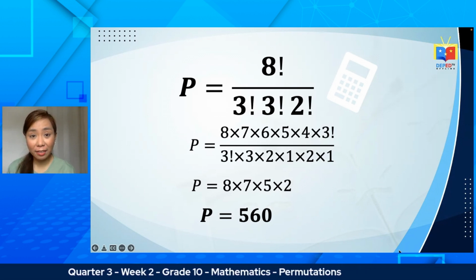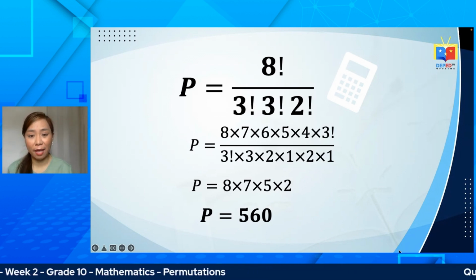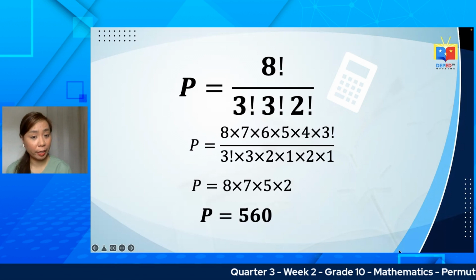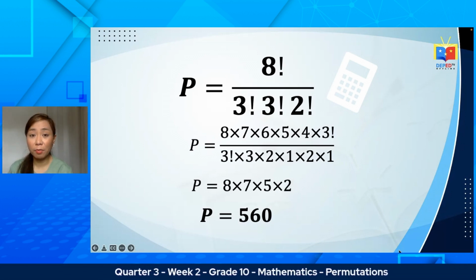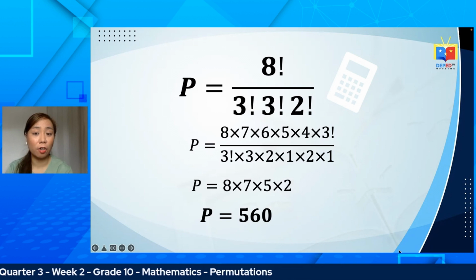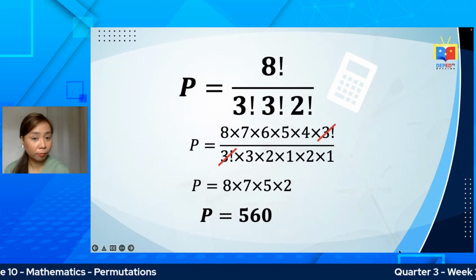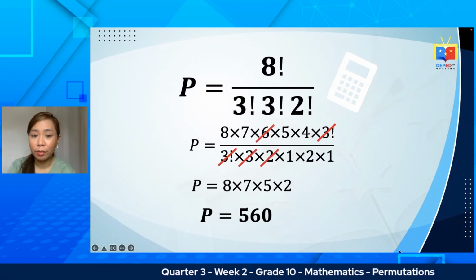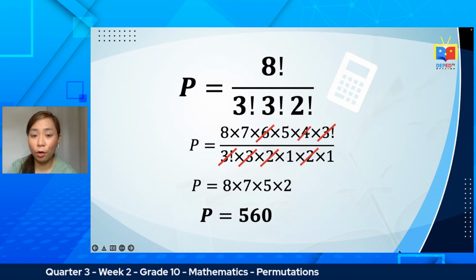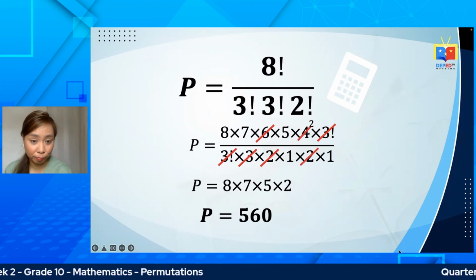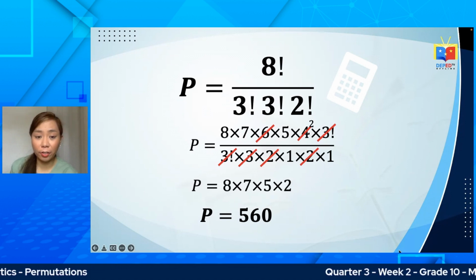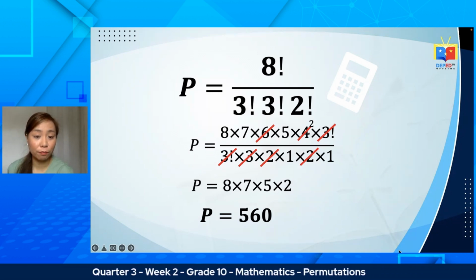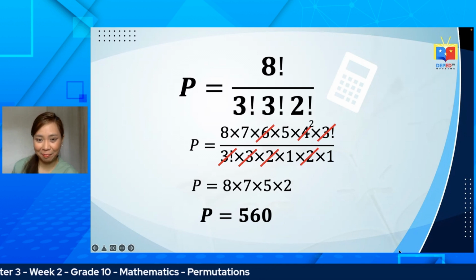So we have there 8 times 7 times 6 times 5 times 4 times 3 factorial over 3 factorial times 3 times 2 times 1 times 2 times 1. And cancel the common terms. We have there 3 factorial. Also, we can cancel 6. On the denominator, we have 3 times 2. Another one here is we could divide 4 by 2, and we have there 2. So multiply together 8, 7, 5, and 2. Therefore, the permutation for this is 560.